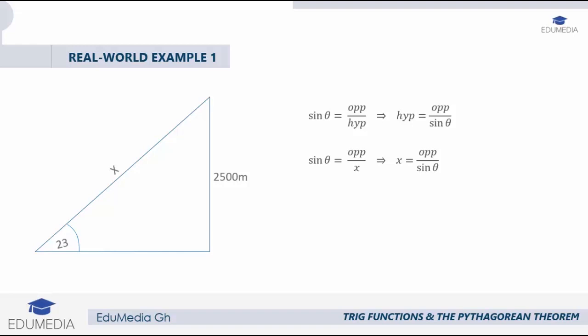So substituting the values in, we have opposite, which is 2500, divided by sine theta, the theta being 23 degrees. So that gives us 6398.26 meters. Okay, so the x is 6398.26 meters. So that's our hypotenuse, the value for our hypotenuse here.